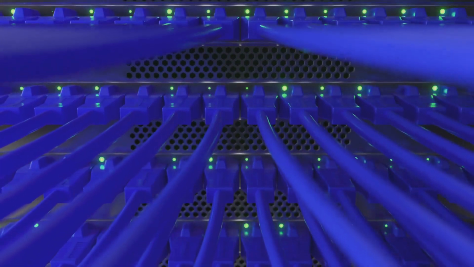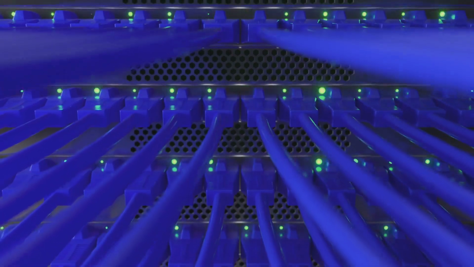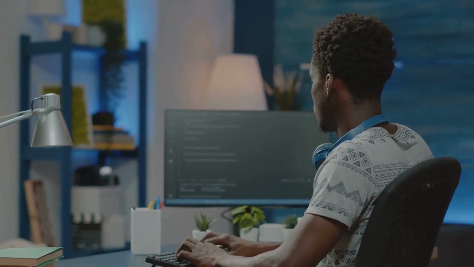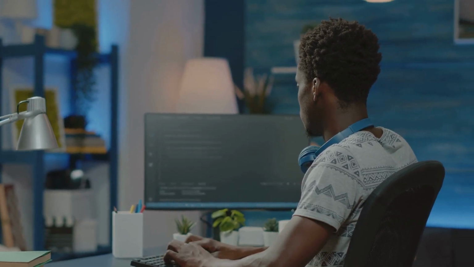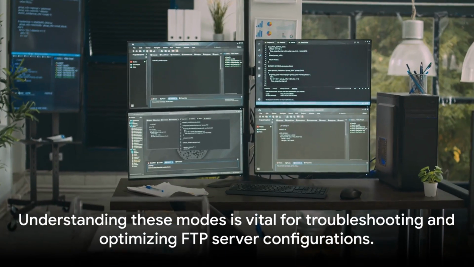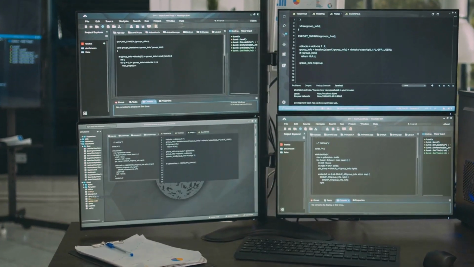Active mode sees the client open a command channel to the server, with the server initiating the data connection. In passive mode, the server opens a port for data transfer and communicates it to the client, enhancing compatibility with client-side firewalls. Understanding these modes is vital for troubleshooting and optimizing FTP server configurations.